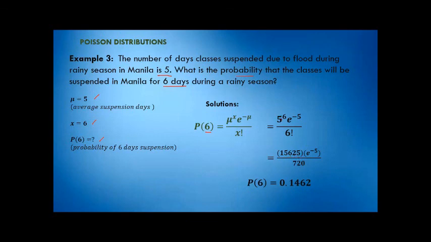15,625, that is 5 raised to 6. Then, constant e raised to negative 5 all over 720, which is 6 factorial. So, either itong input natin sa calculator or ito directly. Ang sagot dyan is 0.1462. So, this is how we solve probability under Poisson distribution.